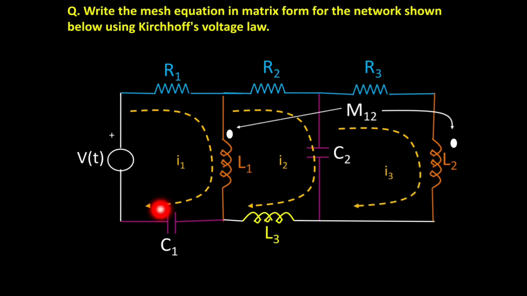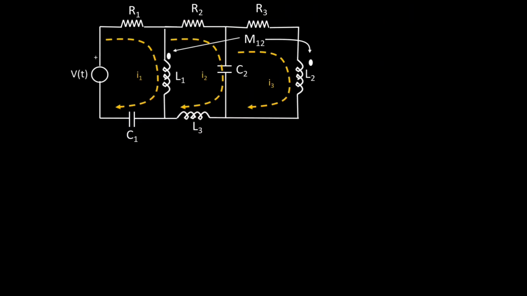Now we will apply Kirchhoff's voltage law in mesh 1, 2 and 3. Then we will be having three equations, and these three equations we will write down in the matrix form. So let us start. In step number 1 we will apply Kirchhoff's voltage law in mesh 1.